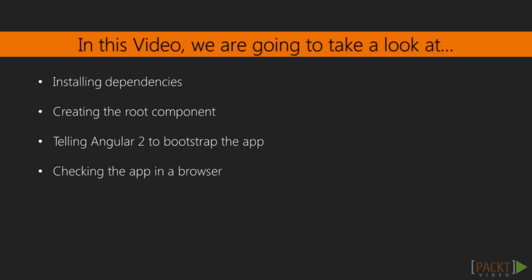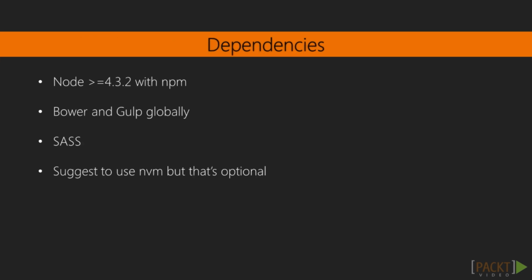So here are the steps that we will follow in the first video. First, we'll install dependencies, make sure that everything is running fine. Then we will create the root component, which is the base of the application. And finally, we will tell Angular to bootstrap the app, and it will start rendering. Awesomely, with the help of the live reload gulp task, we will see all the changes we make appear immediately in the browser.